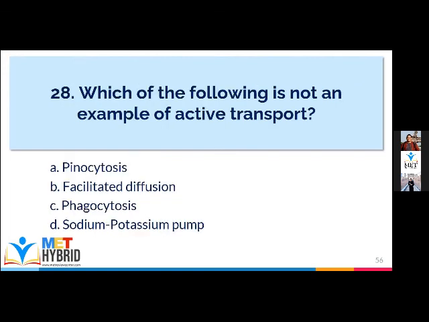Number 28. So which of the following is not an example of active transport? A. Pinocytosis. B. Facilitated diffusion. C. Phagocytosis. D. Sodium-potassium pump. Tatlong nag-B. B. What else? Wow, yes. So answer here, lahat na naman ay tama. I'm very impressed, no, and very happy. So answer here is facilitated diffusion.